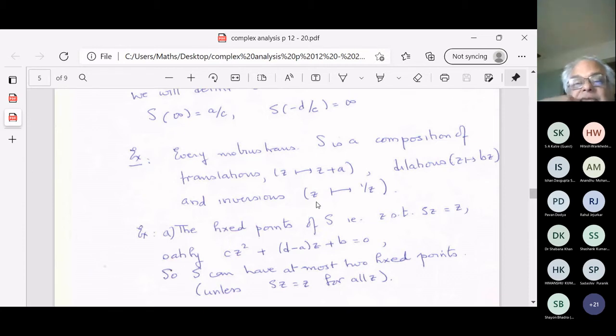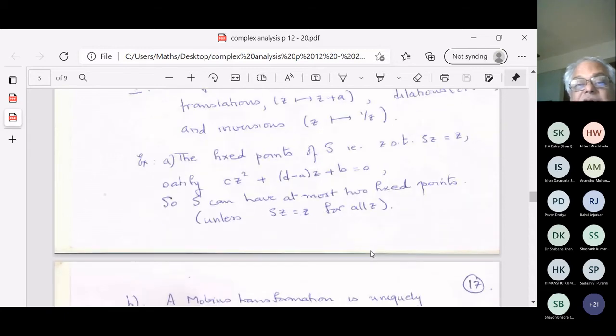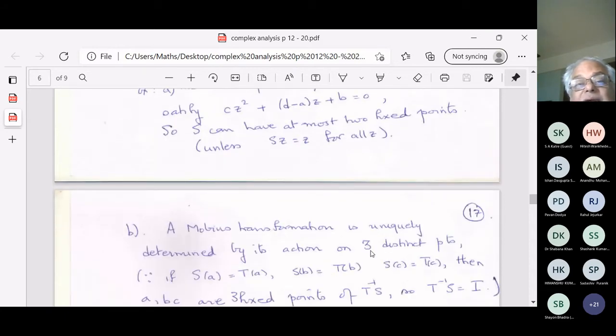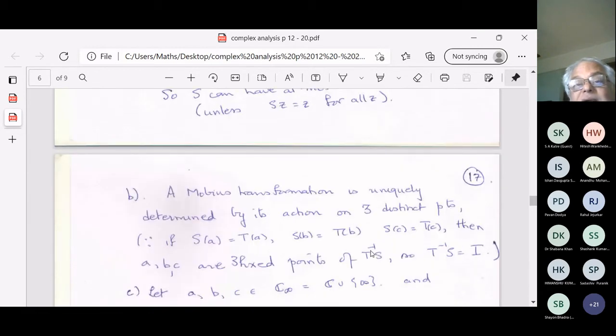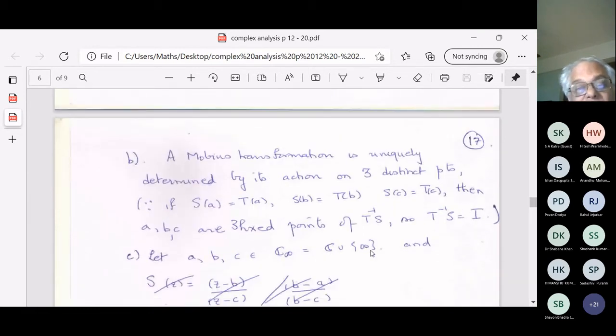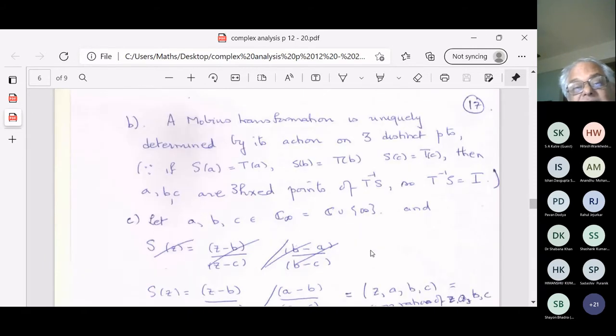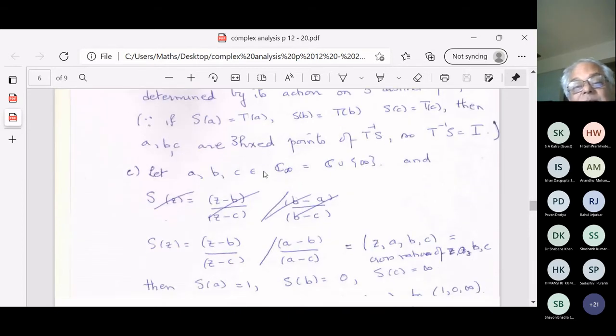How many fixed points do they have? If you have a fixed point Z naught, S of Z naught equals Z naught. You get C Z naught squared plus D minus A Z naught plus B equal to 0. Therefore it's a quadratic in Z naught, so you can have at most 2 possible Z naughts, and S can have at most 2 fixed points. And if you have Mobius transformations S and T which take the same value at 3 distinct points, then they are the same.